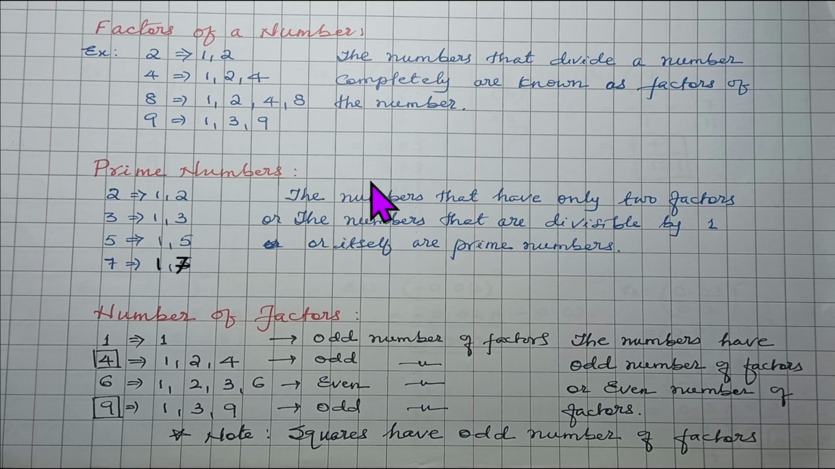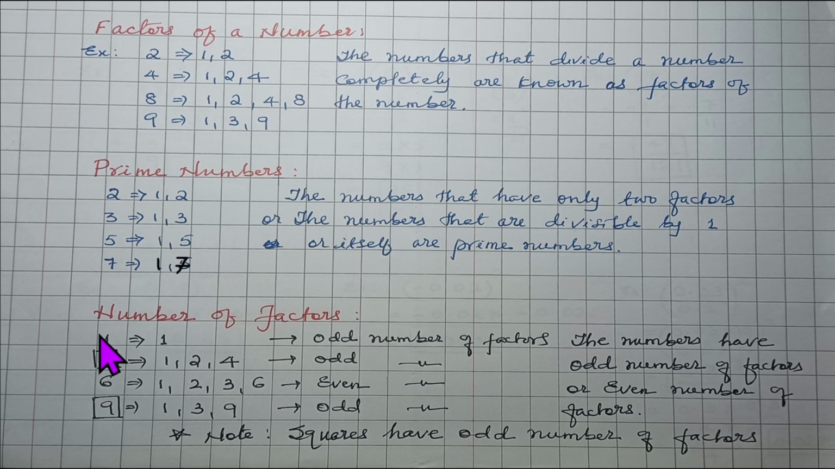Now the next point of discussion is prime numbers. The factors of 2 are 1 and 2, factors of 3 are 1 and 3, factors of 5 are 1 and 5, factors of 7 are 1 and 7. That means each of these numbers has only 2 factors. Therefore, the numbers that have only 2 factors, or the numbers that are divisible only by 1 and itself, are known as prime numbers. Please remember that.